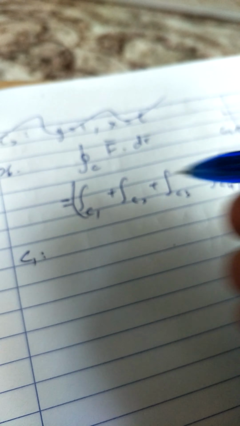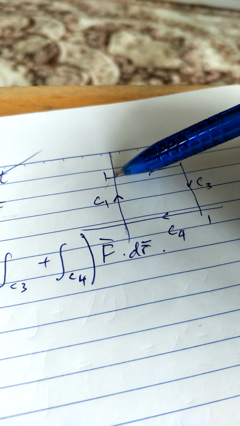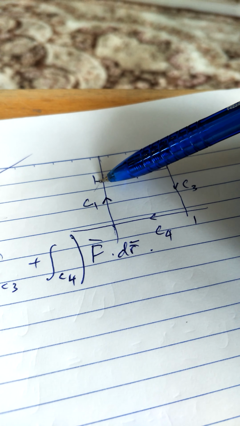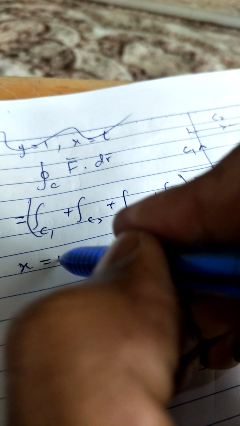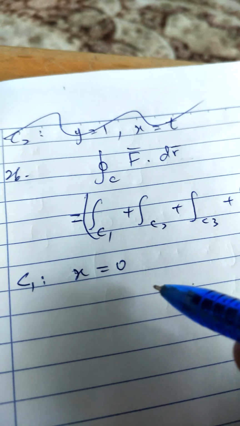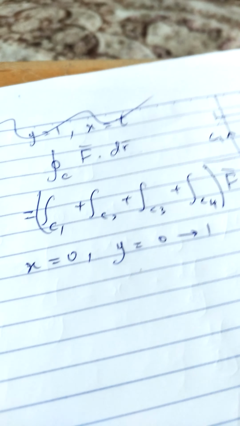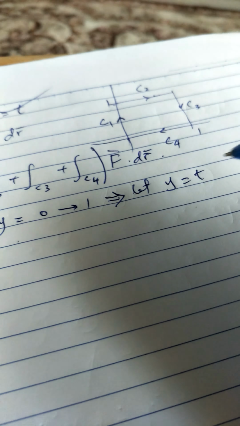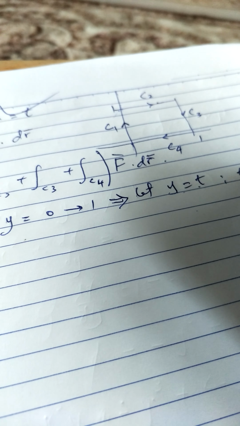For C1, look at the C1. This is C1. x is 0, and y is a moving point from 0 to 1. We consider y as a variable. Y varies. So we take x as 0 because that's a line. So x is 0, and y varies from 0 to 1. Therefore, we can let y equal to t, where t also goes from 0 to 1.